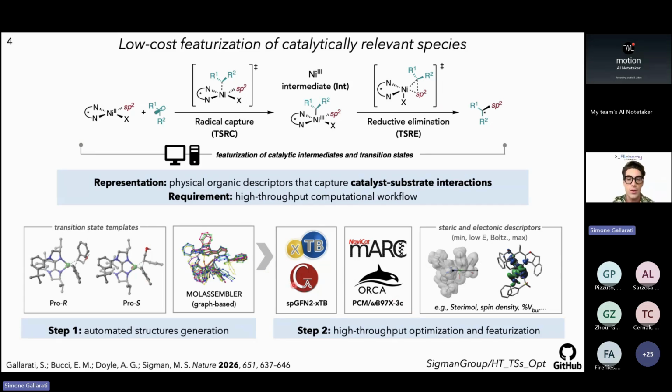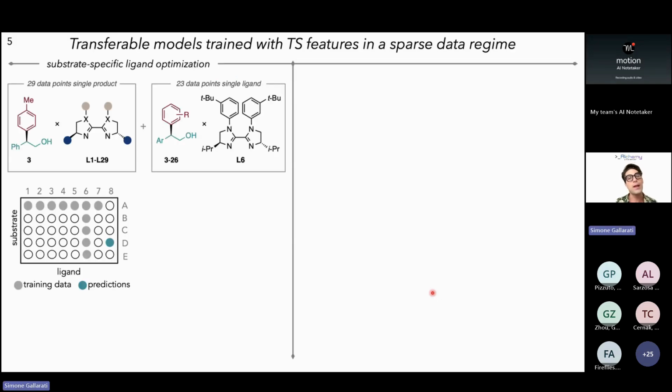And then the second step is these high throughput quantum chemical computations, where we fully optimize these transition states, the ensembles, so conformational ensembles on these transition states, and then we extract features and we use those features to construct our reaction representation. So we've applied this workflow to a number of case studies.